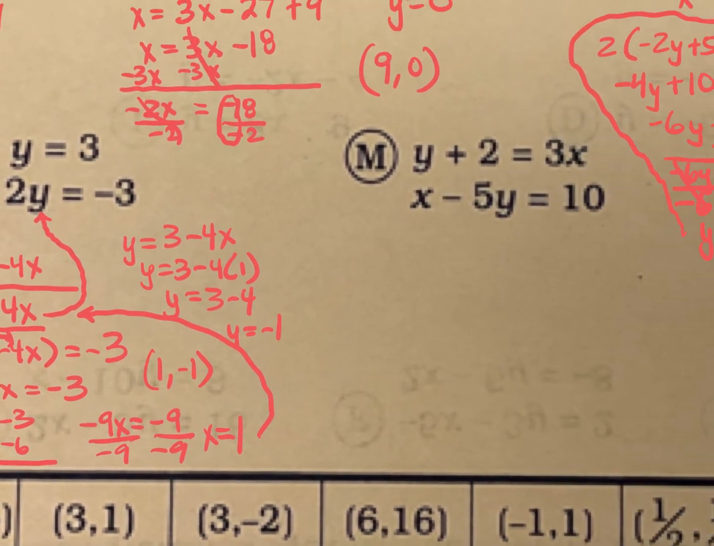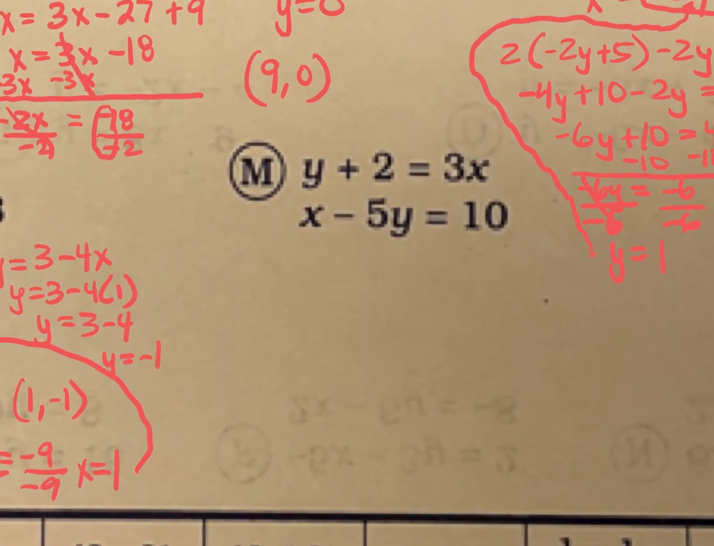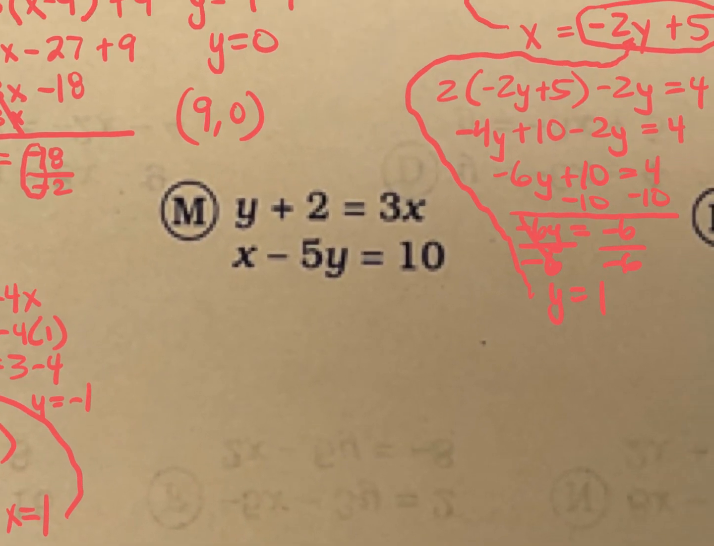Okay, let's see. Next one. I'm going to subtract 2 from this side and subtract 2 from this side. For that one, I've rearranged it so I can get y equals 3x minus 2. That's how I rearranged the top one and moved the 2 to the other side. So now I know what y equals, so I can plug it in right here.